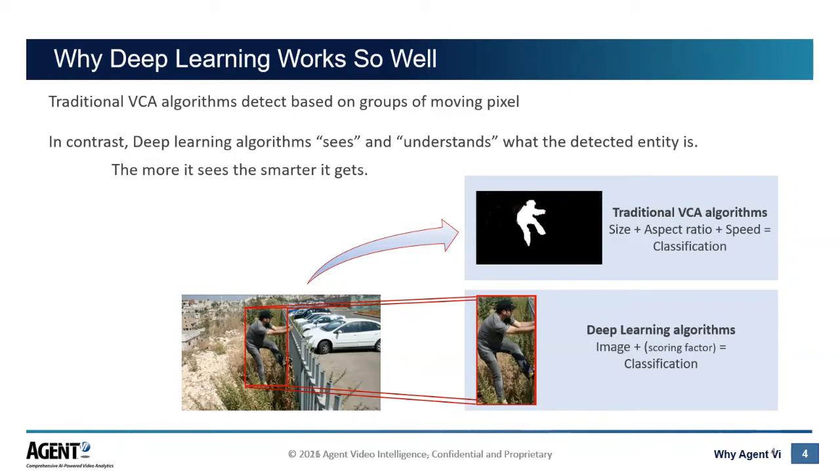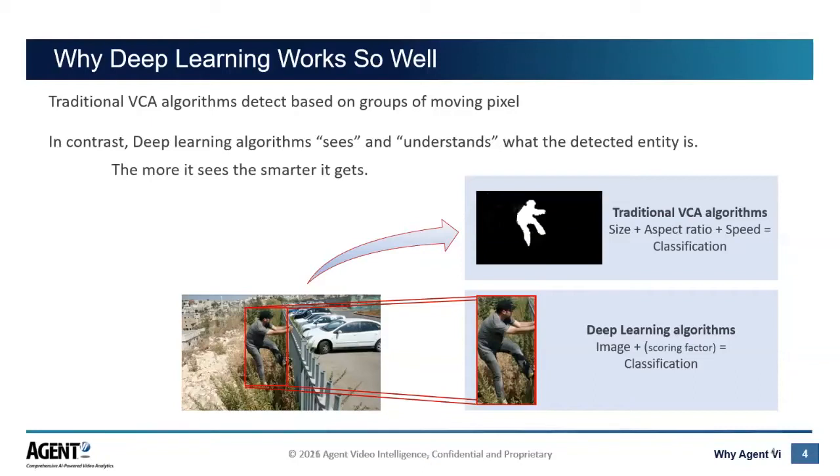What traditional VCA algorithms did is they would look at video and they would look at groups of pixels, and those pixels would basically be characterized. What's the aspect ratio? How large are they? How quickly are they moving? Is it a small group or a big group? It's what I would call blob analytics. And with blob analytics, we were able to do a lot. And 20 years ago, that was pretty groundbreaking. But they had a lot of limitations too.